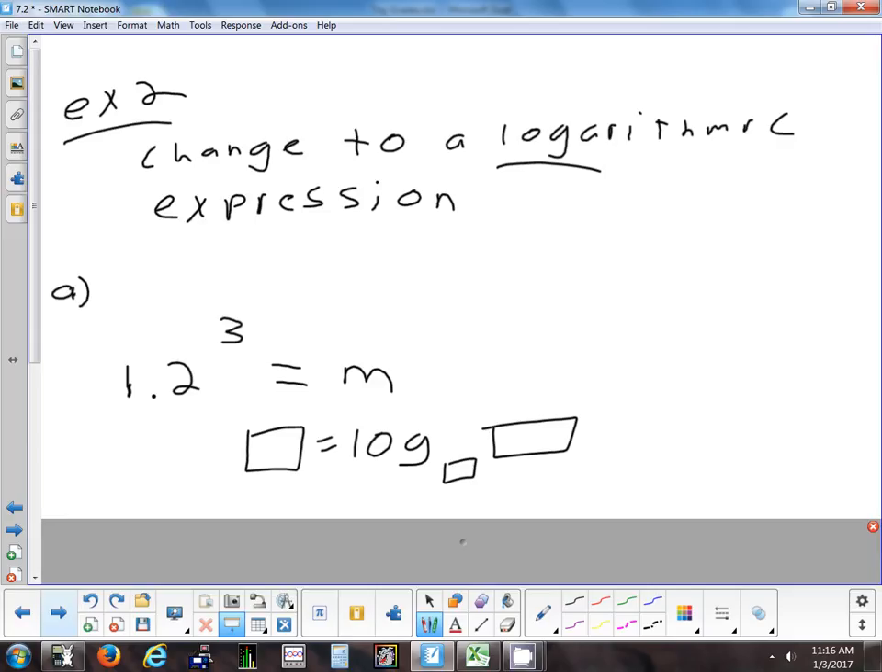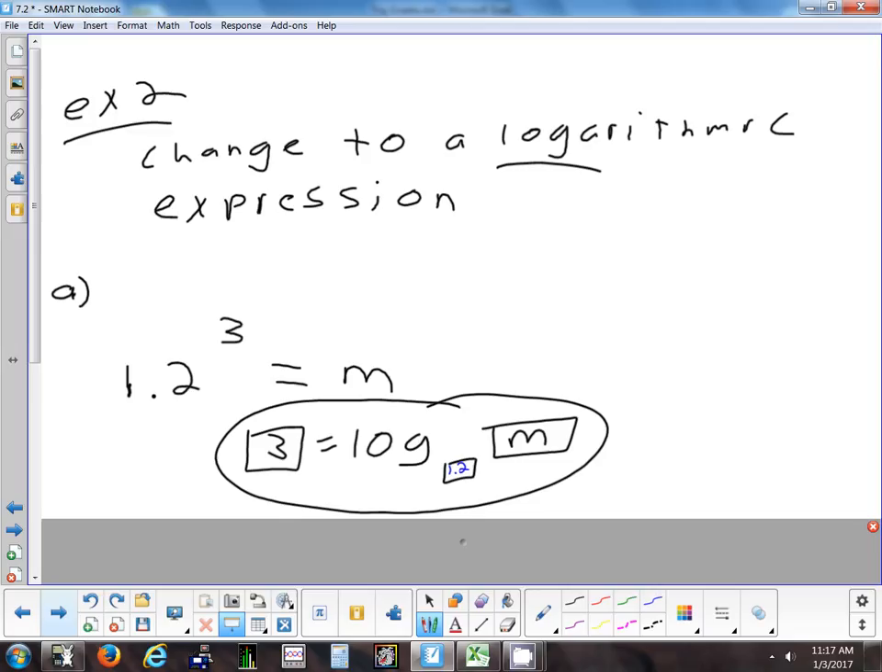So John, you had started me off. What did you say this box was? 30. Yep. The logarithm always equals the exponent. And Nick, how about the base on my log? 1.2. Yep. The base on my exponent was 1.2. That's also the base on my log. Okay, and Katrina, what's the only thing I haven't used? M. And that's the answer. 3 equals log base 1.2 of m.